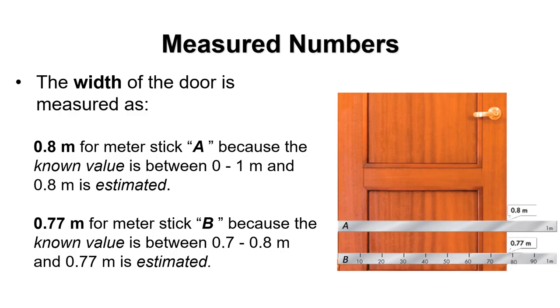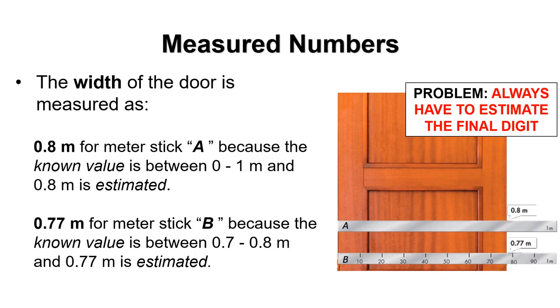We will of course measure 0.77 meters for meter stick B because the known value is between 0.7 and 0.8. So the estimated value there is 0.77. So for the person having meter stick A and the person having meter stick B, it's not that any of them are wrong, but it's what is there in that meter stick that would make them estimate a certain value.